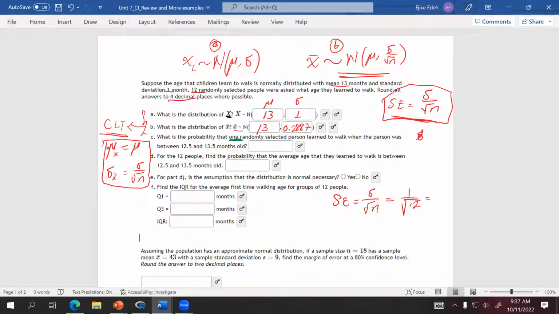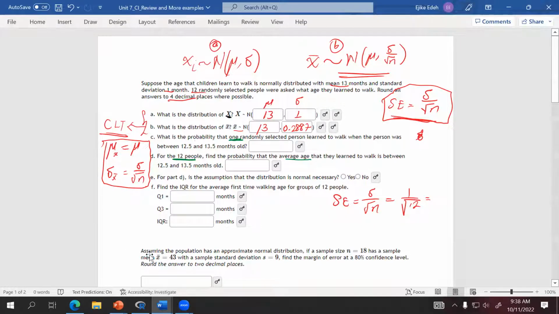D says, for 12 people, what is the probability that the average age that they walk is between the same numbers? So question C and D are asking you the same thing, right? Question C is saying for one person, what is the chance that the mean lies between 12.5 and 13.5? And question D is saying for 12 people, what is the chance that their average time to walk lies between those same two, right?